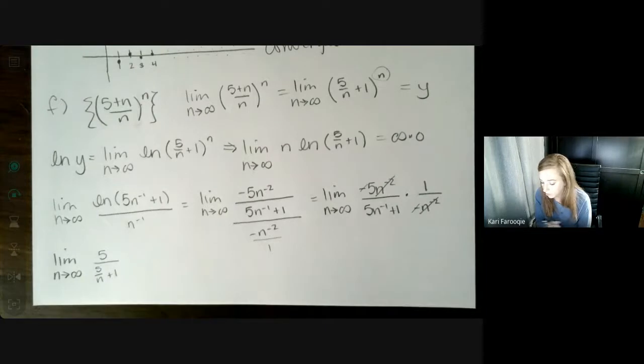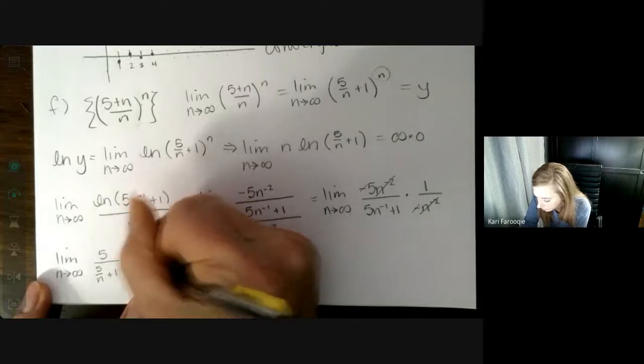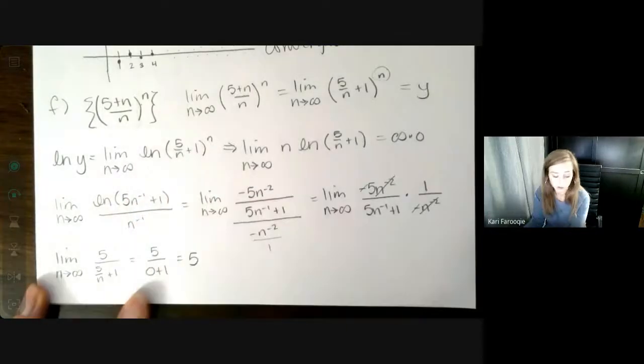Now this is nice because in this situation, you're in a spot where you can apply the limit and you won't need to worry about getting an indeterminate form. So you'll have 5 divided by 0 plus 1, which is 5. And don't put a box around it.